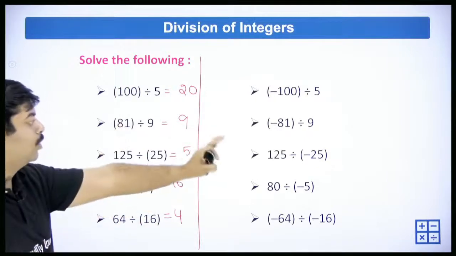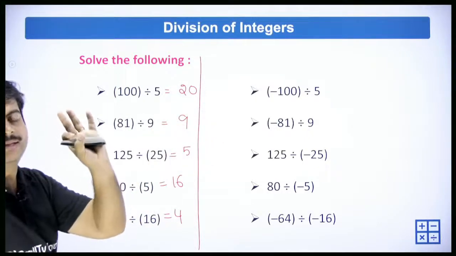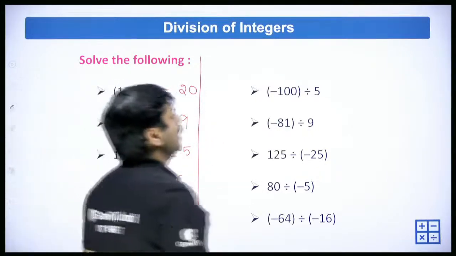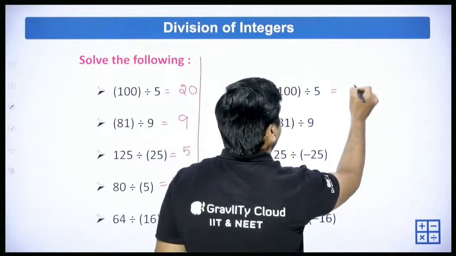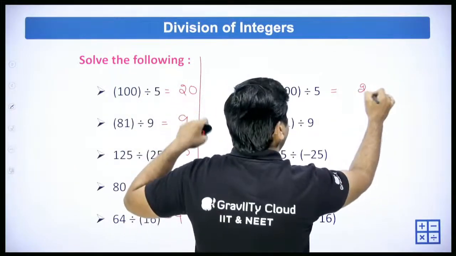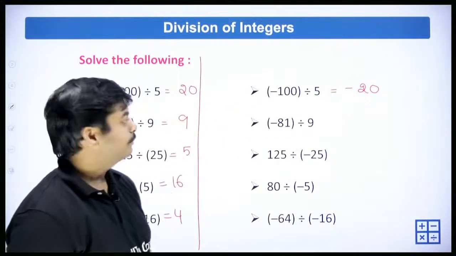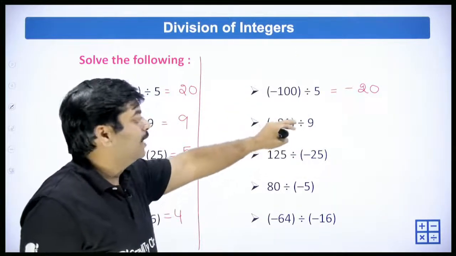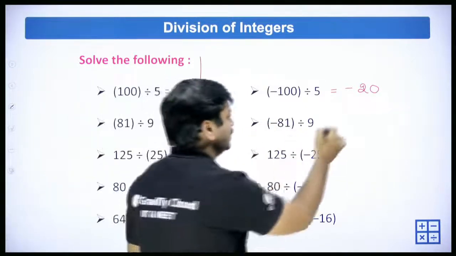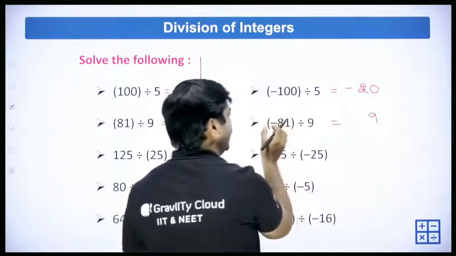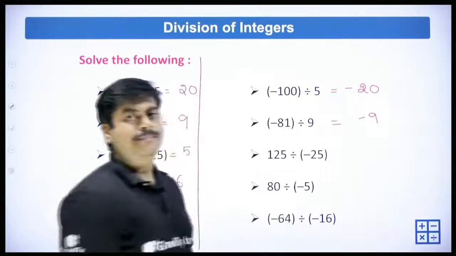All these are the same values; the only difference is the plus or minus sign. So minus 100 divided by 5 is 20, the same 20. As we have one negative, it is minus 20. Minus 81 divided by 9 is again the same 9. As we have one negative, keep it minus 9.